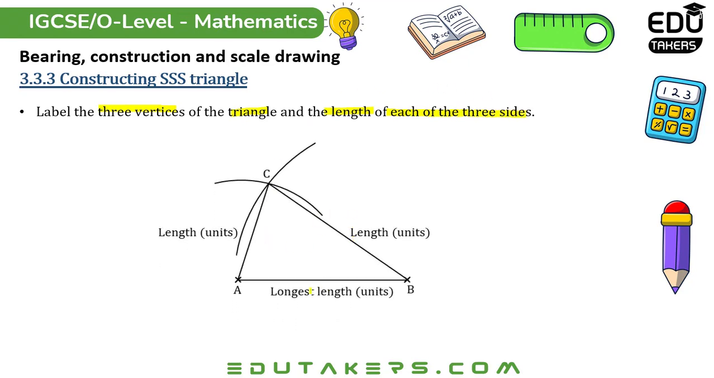As this. First of all, we draw a line AB and then we open our compass by the length BC, and placing on point B, we draw a curve. Then by measuring the length AC, we open our compass and placing at point A, we draw another curve. These two curves intersect at point C, and we join this point with point A and with point B by a straight line using our ruler.